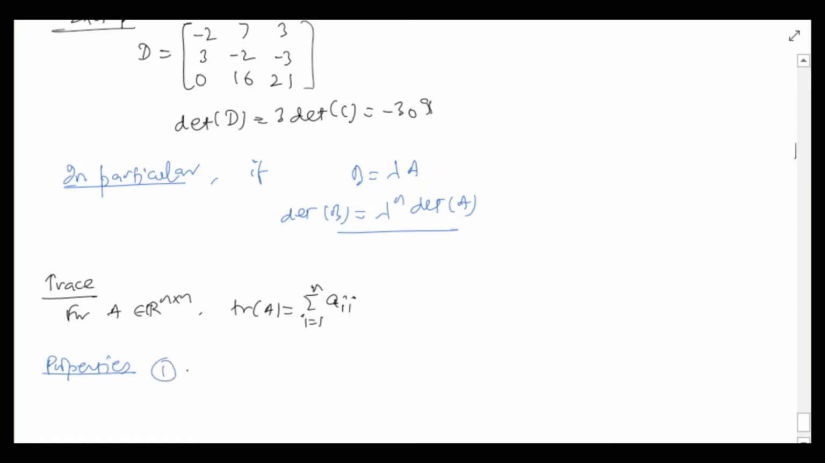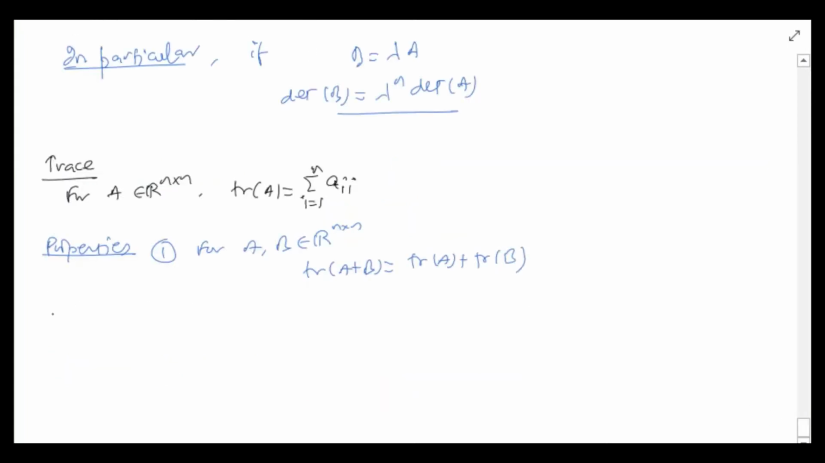The first one is an easy one. It says that for matrices A and B, both n cross n, trace of A plus B is trace of A plus trace of B. The second property says that if A is a square matrix and alpha is a real number, then trace of alpha times A is alpha times trace of A. This is again easy to verify.